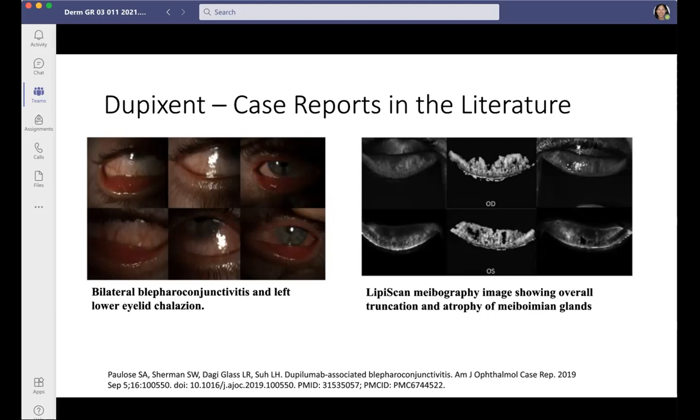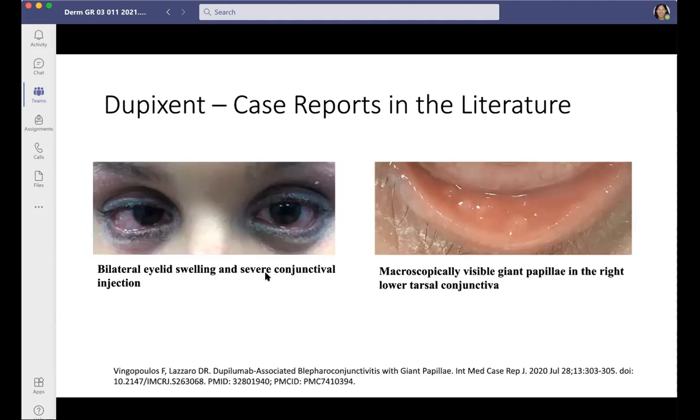And this is an imaging modality that shows us the anatomy of the meibomian glands in the eyelid. They show truncation of the glands as well as atrophy with use of the Dupixent. This is another case report of a patient who had a giant papillary reaction. You can see here on the external photographs, eyelid swelling, severe injection of the conjunctiva bilaterally. And then when you evert the eyelid and look at the palpebral conjunctiva, we can see these giant papillae that they've shown in this photograph.